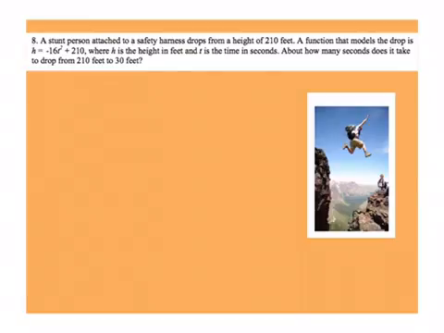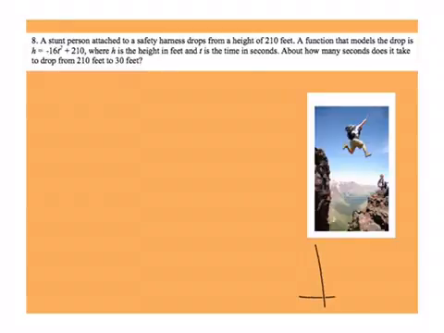So this last example, I'm going to help you get set up, and then I want you to go ahead and try the problem on your own, coming back and checking your answer before moving on to practice. So we have a stunt person attached to a safety harness that drops from a height of 210 feet. A function that models the drop is h equals negative 16t squared plus 210. h is the height in feet and t is the time in seconds. But how many seconds does it take to drop from 210 feet to 30 feet?